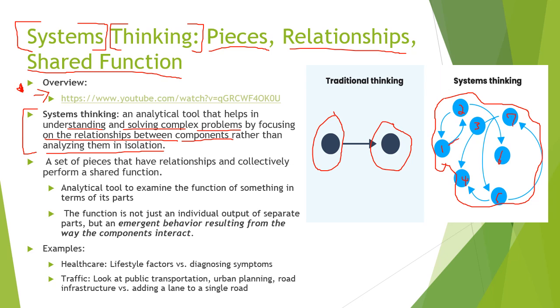And you also approach whatever you're looking at in terms of relationships between components. So instead of just a linear relationship, this affected this, you would look at different components and how all these things are related. That's the theory behind it. You can also think of it as a set of pieces that have relationships and collectively perform a shared function. So all these different components over here would perform this, I'll call it SF. This is supposed to be an S. So a shared function between them.